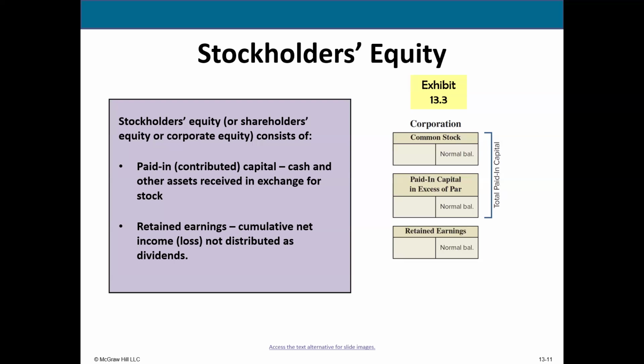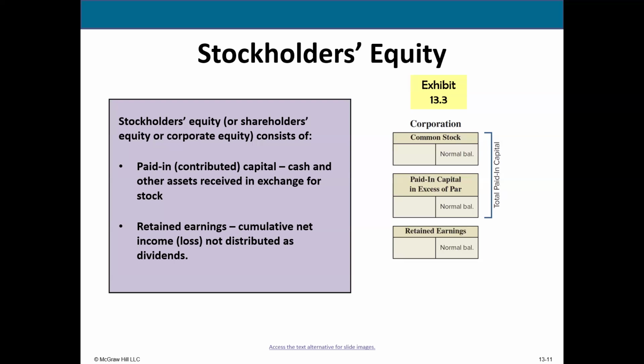So a debit to cash, $10, credit par value, $1, and credit paid in capital in excess of par, $9. So that's what that type of transaction would look like.